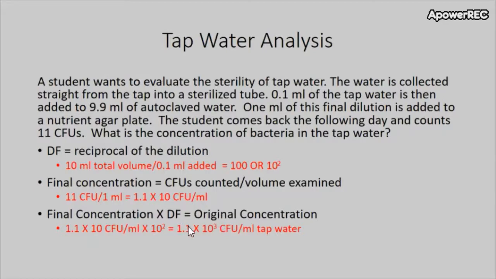It's pretty simple. And if you want to convert this to just a whole number without the scientific notation, 10 to the third means, again, you move that decimal place 3 times over. So 1, 2, 3, and that leaves you with 1,100 cells.